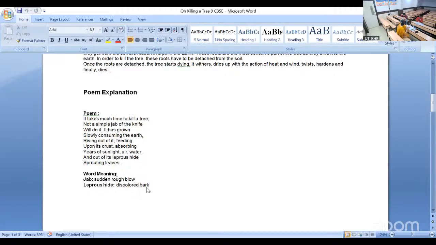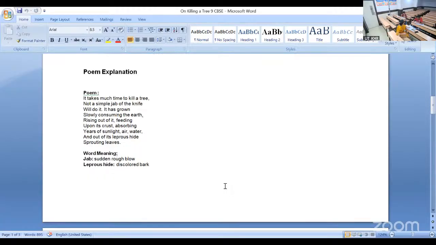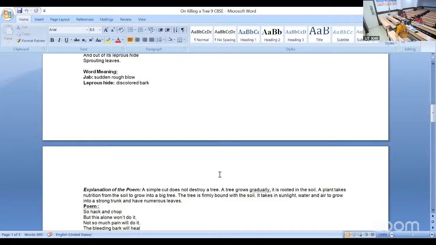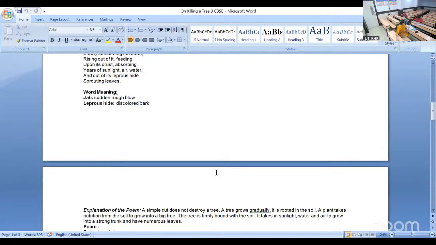What does it mean? Years of sunlight, air, water, and out of its leprous hide sprouting leaves. Discolored, the bark does not have a proper color. So here they are talking about the leprous hide, the color of the bark that gives birth to sprouting leaves. If you want, you can write: out of discolored bark comes the beautiful green colored leaf. First the bark comes, after that the leaf comes. Beautiful leaf sprouts.